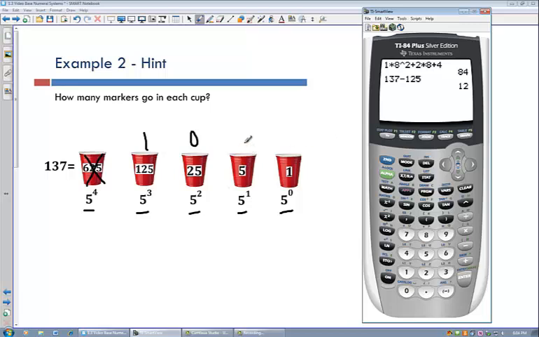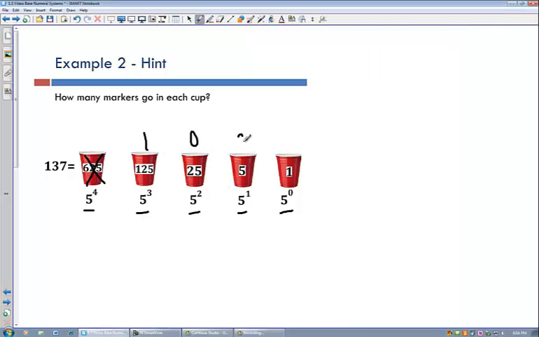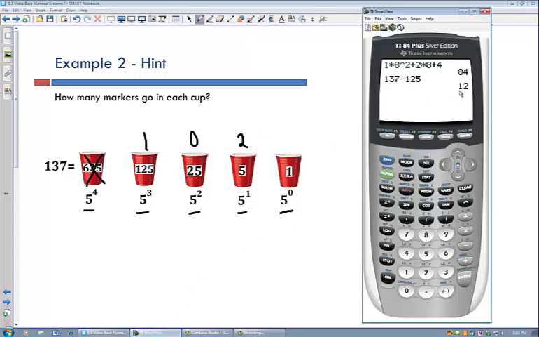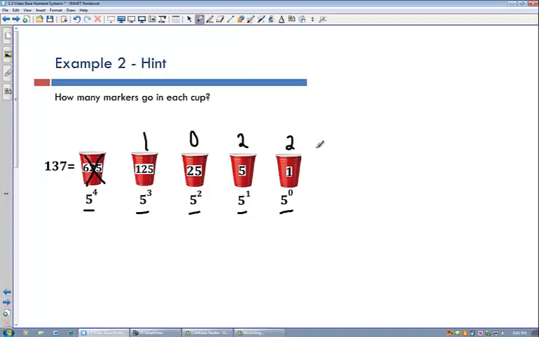And then the 5's cup, how many things are you going to put in there? You'll say 2, because that's going to get us to 10, and we had 12 things. By putting 2 markers in this cup, we represented 10 things. So we have 2 things left, so we'll put 2 there. And so this is equal to 1, 0, 2, 2.